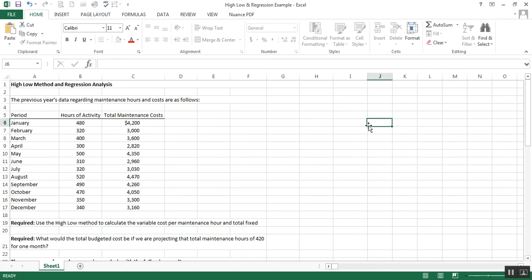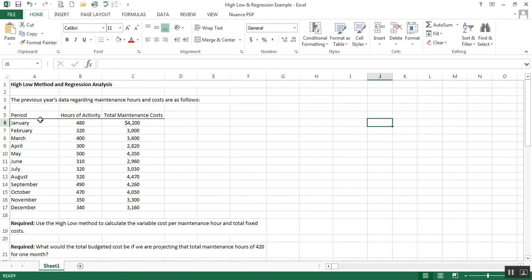In this video, we're going to walk through an example of how to use the high-low method and the regression method to calculate our total costs, fixed cost, and variable costs. Here, we're given a company that we're given 12 months of activity. The production in this case is hours, and the cost that we're looking at are total maintenance costs.